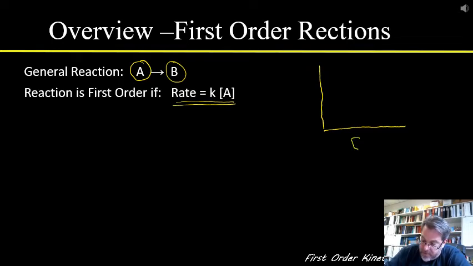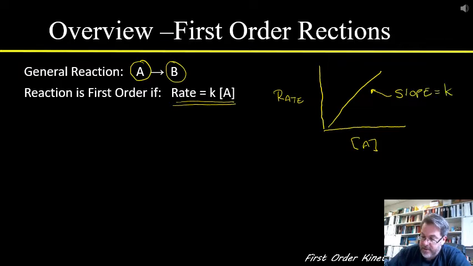So if we plot the concentration on the x-axis and the rate on the y-axis, then this relationship would give us a straight line, and the slope of this line is k, the rate constant. We did some of those a while back, early in the chapter.